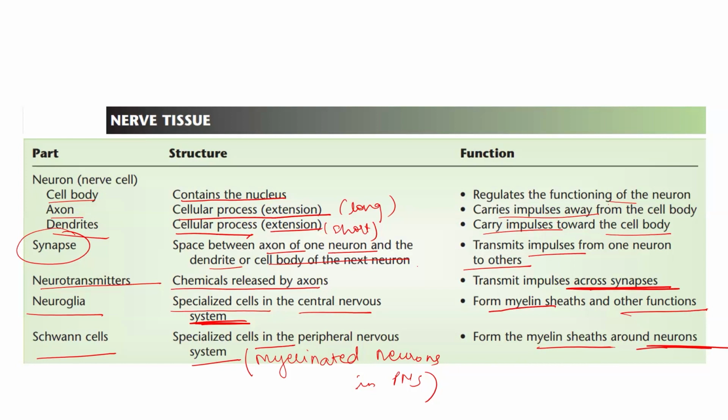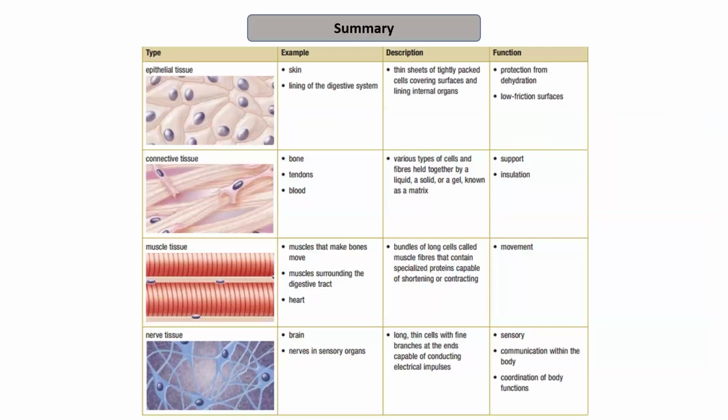So this is the summary of the overall four different types of tissues which are present in living organisms. They are epithelial tissue, connective tissue, muscle tissue, and nerve tissue. Epithelial tissue consists of skin and the lining of the digestive system. In connective tissue, we have bones, tendons, and blood. In muscle tissues, we have muscles that make bones move, that is the skeletal muscles, muscles surrounding the digestive tract, smooth muscles, and the heart. And nervous tissue consists mainly of the brain and the nervous system, other nerves and neurons.